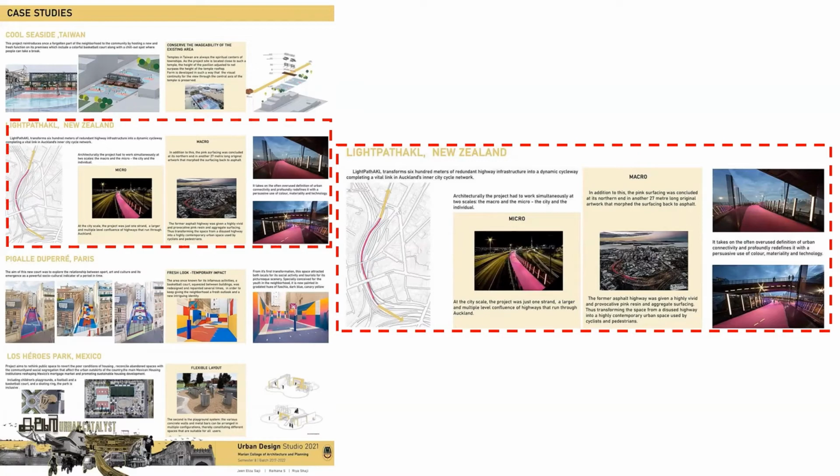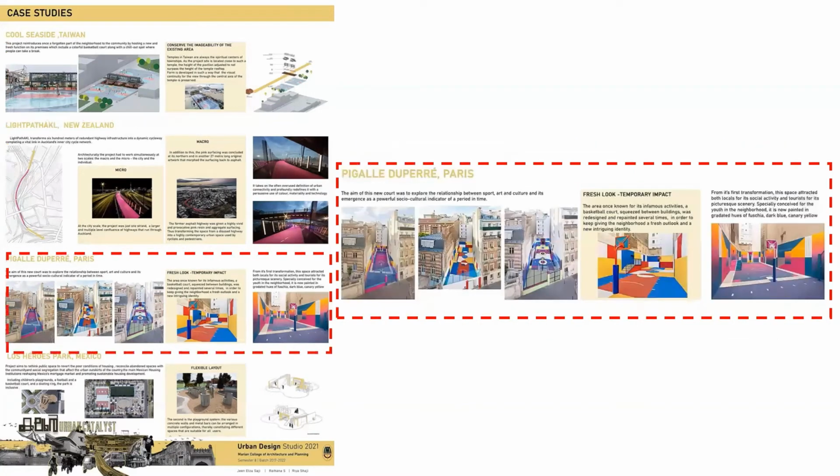Now, further to learn about how art can help in being a catalyst, the sports court named Pigalle located in Paris was looked upon. Here, in order to attract both locals and tourists, the sports court is repainted each year, creating a fresh look and a temporary impact on the context.